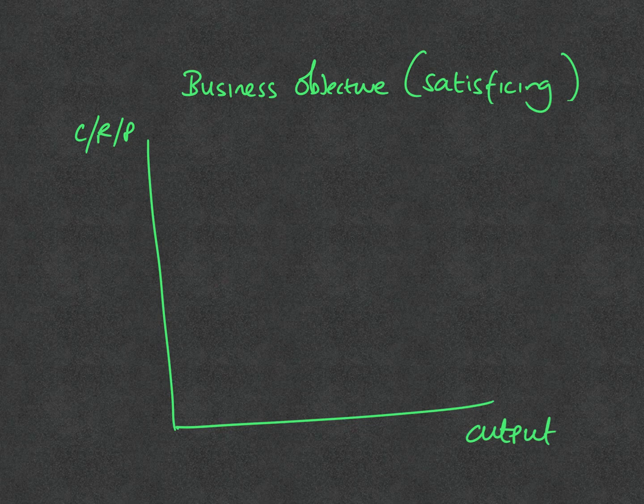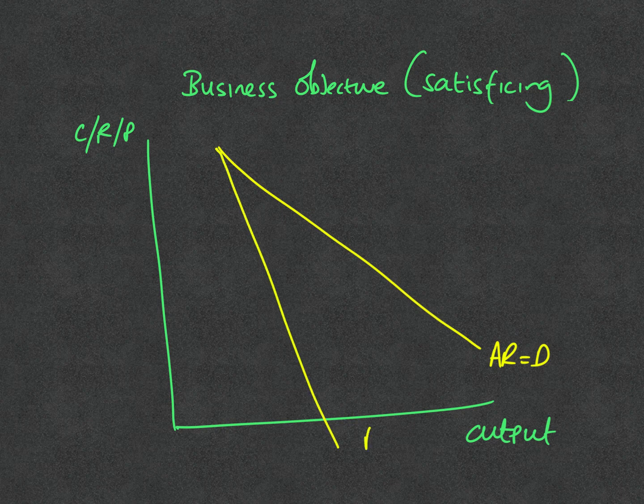Hey everyone, just another quick snapshot diagram video on profit satisficing, which is our fourth type of business objective. So again, we start with the same diagram where we're going to draw our demand curves, which include the average revenue curve, which is our demand curve if you remember, and twice as steeply drawn is our marginal revenue curve, which can cut the x-axis, it doesn't have to.